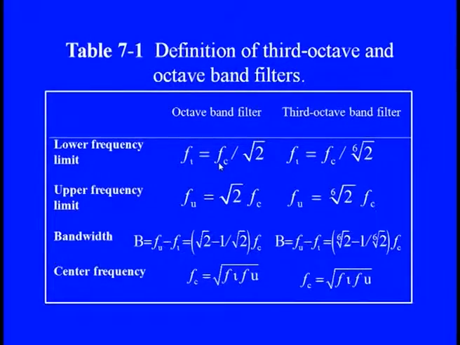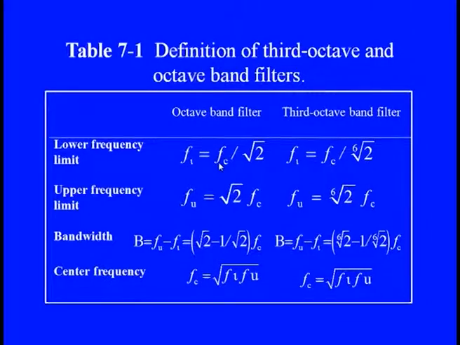Similarly, if I am going for the higher frequency, I need to go from the central frequency toward the upper side. So FU is square root of 2 into the central frequency. And for the third octave band filter, my upper limit frequency is equal to the central frequency Fc into 2 to the power 1 by 6.